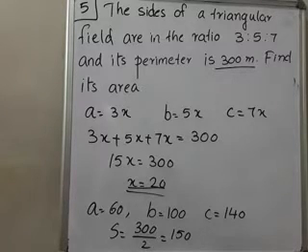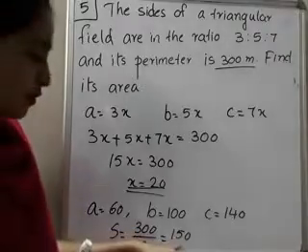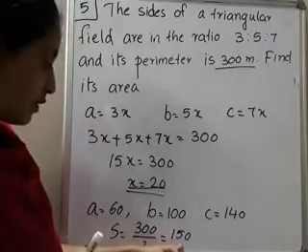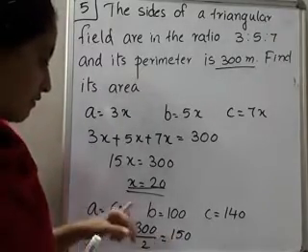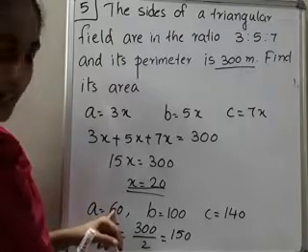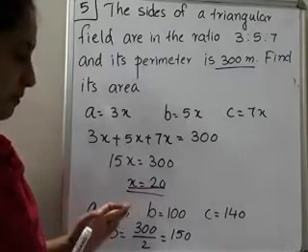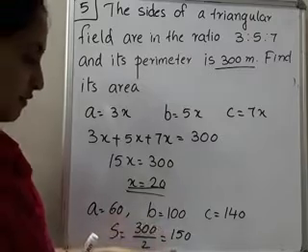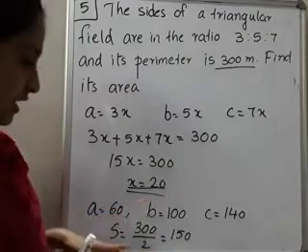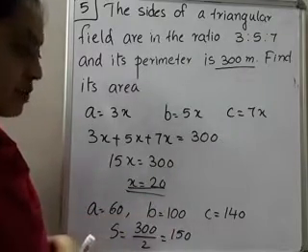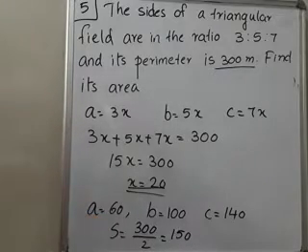Then substitute, that is S is what? Root of 150 into S minus A, that is 150 minus 60. What is that? 90. Under root, that is root of 150 into 90 into 50 into 10. So please write down.